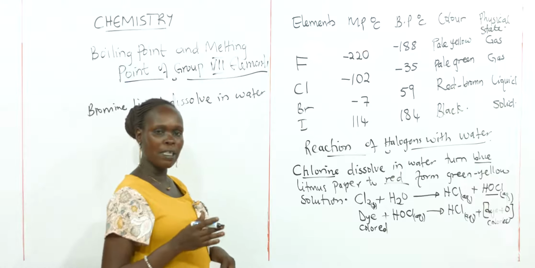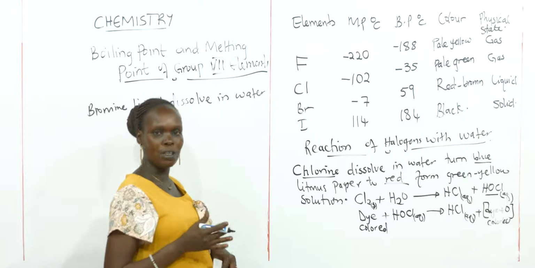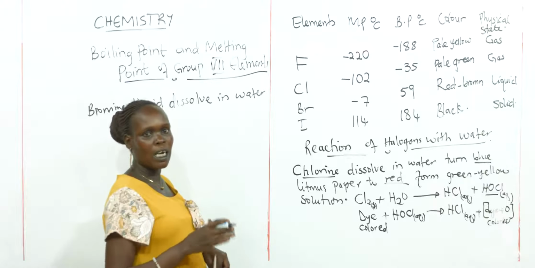Why? Because it is the first element in the group and it is the smallest one in the group, and it has some other properties: highest ionization energy, highest electronegativity, also highest reactivity, and all this. So it means here we are going to deal only with the following three elements in the reactions.